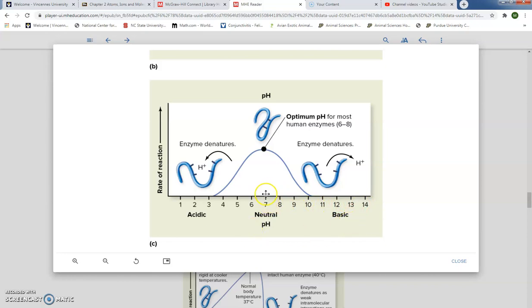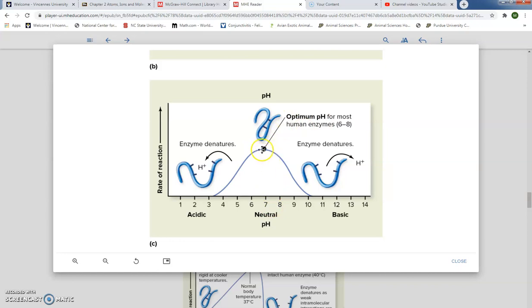All right, so you'll notice that in our bodies, our normal pH is actually 7.4. They have a range here, 6 to 8. But the normal pH of our blood, and what our body keeps it at all times through homeostasis, is 7.4. So that is the optimum pH for all of our enzymes in our body.